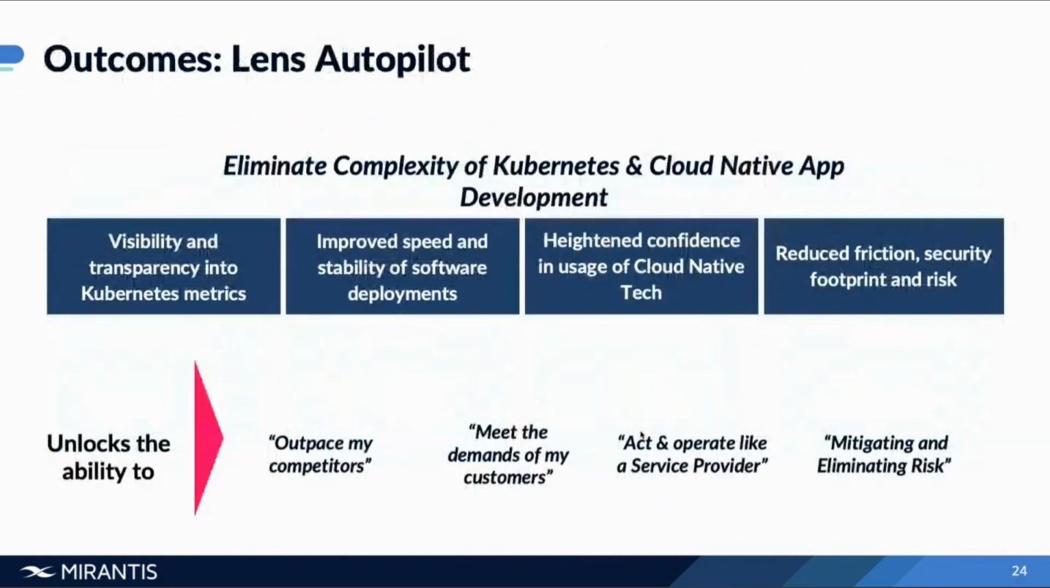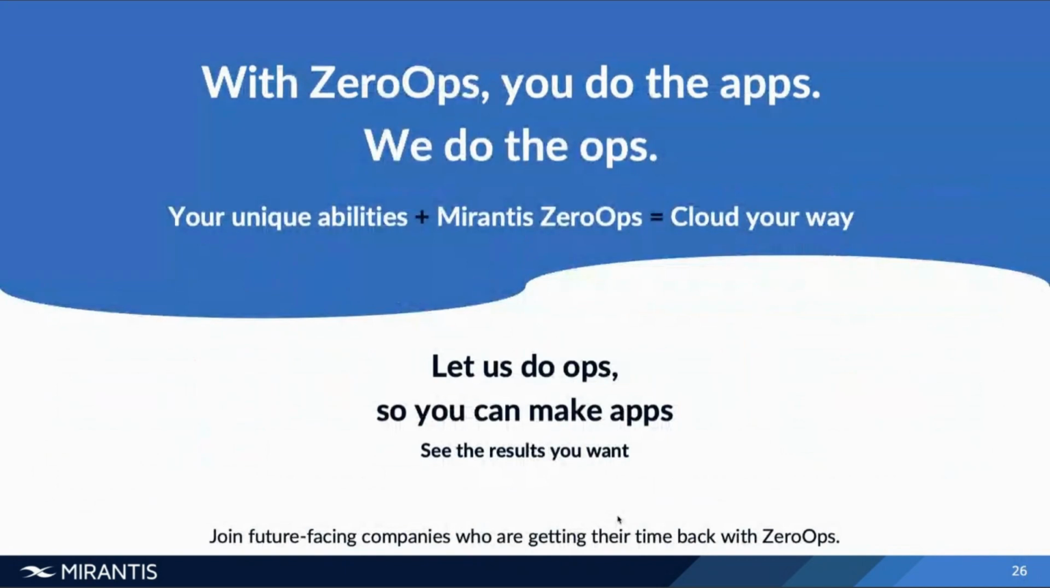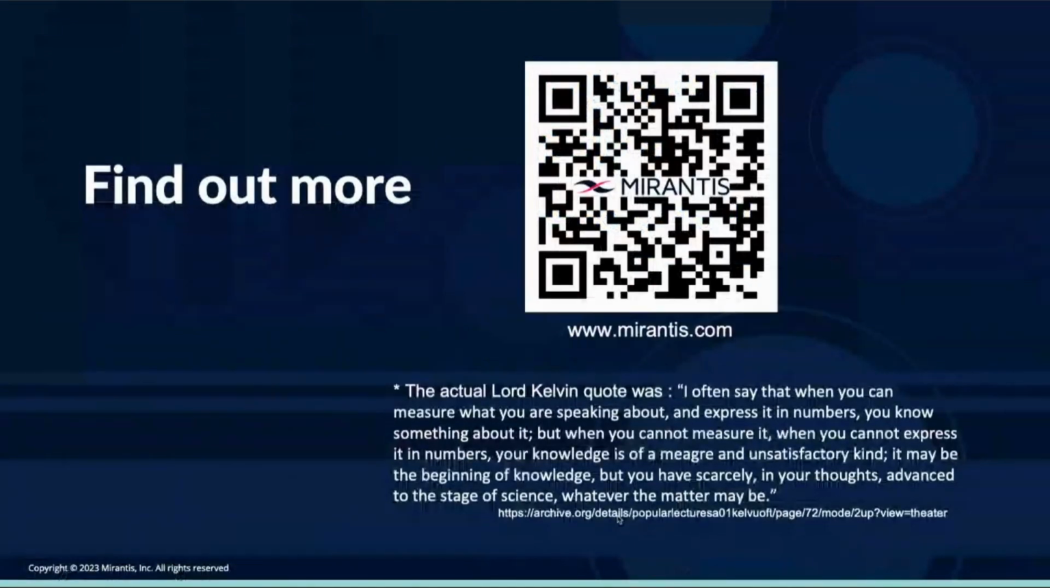So that really eliminates the complexity of Kubernetes and cloud native app development and eliminating risk, acting and operating like a service provider, and really allows you to meet the demands of your customers and outpace the competitors, which is key to any business. So with ZeroOps and Lens Autopilot, you do the apps and we do the ops. So this way you can focus on the value generating activities of innovation and creation and see the results that you want.